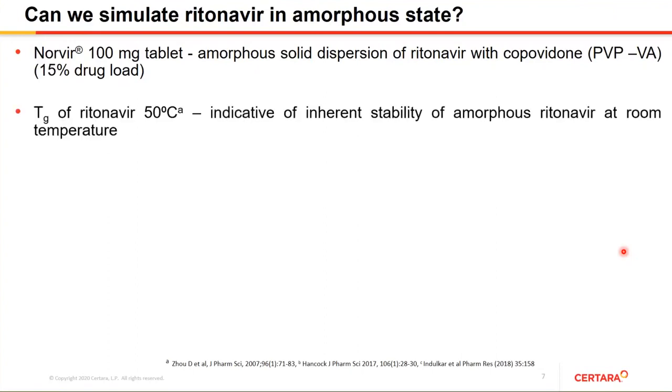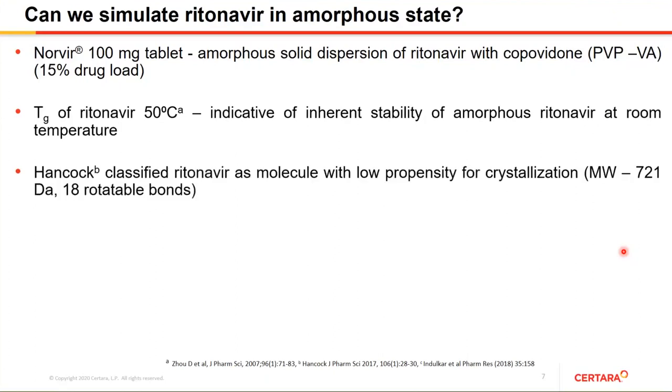The glass transition temperature of ritonavir is around 50 degrees centigrade, which shows that the molecule has some inherent stability at room temperature. According to the classification published by Bruno Hancock from Pfizer, ritonavir could be classified as a drug with low propensity for crystallization. The molecular weight of this compound is around 721 Daltons, and it has 18 rotatable bonds. So it's quite a big and bulky molecule, and its propensity to crystallize is quite low.